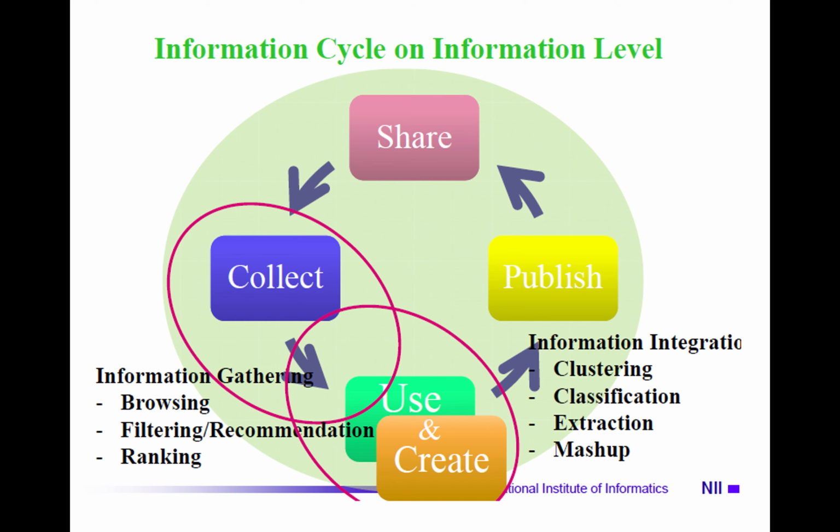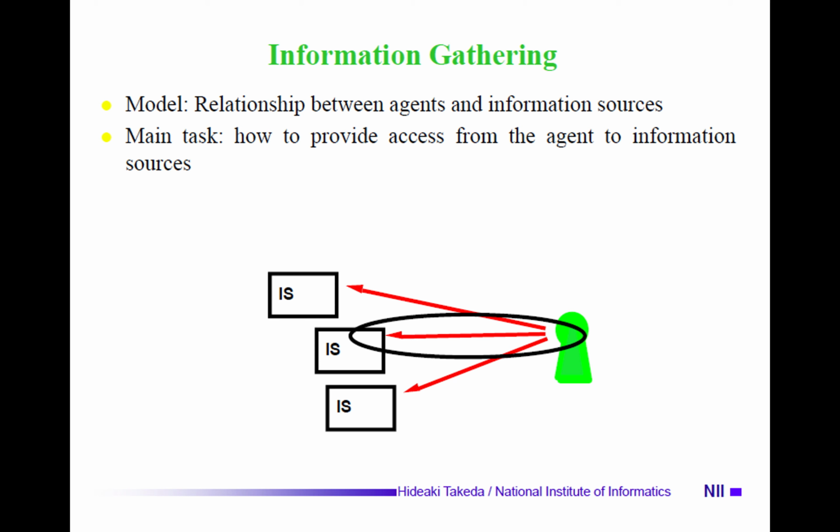So information gathering can be done from browsing and published contents, or from filtering or recommendation, or by asking people to rank, to explore their priority, right? And using the information can be published by clustering, classification, extraction, and mashup, right? So these are the steps that could be used to transit from one stage to another stage, right?